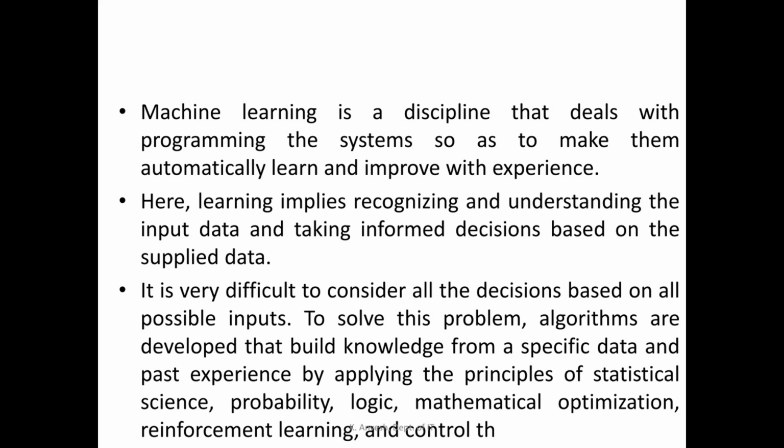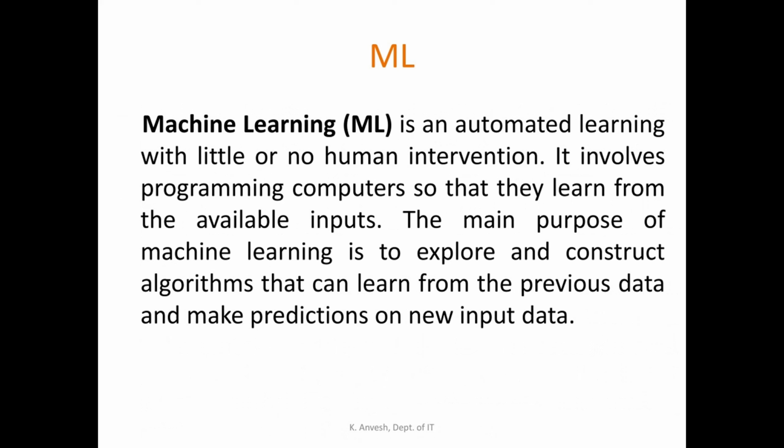It is very difficult to consider all the decisions based on all possible inputs. To solve this problem, algorithms are developed that build knowledge from a specific data and past experience by applying the principles of statistical science, probability, logic, mathematical optimization, reinforcement learning, and control. ML, machine learning, is an automated learning with little or no human intervention. It involves programming computers that have to learn from the available inputs. The main purpose of machine learning is to explore and construct algorithms that can learn from the previous data and make predictions on new input data.